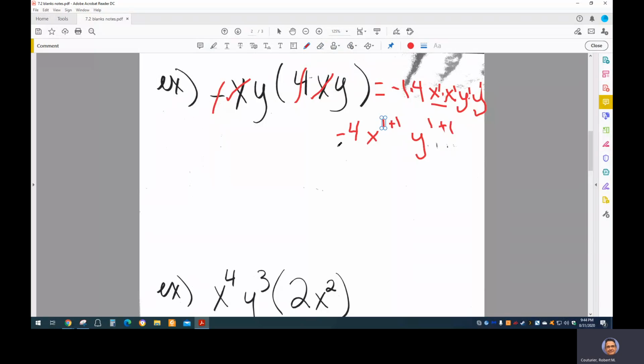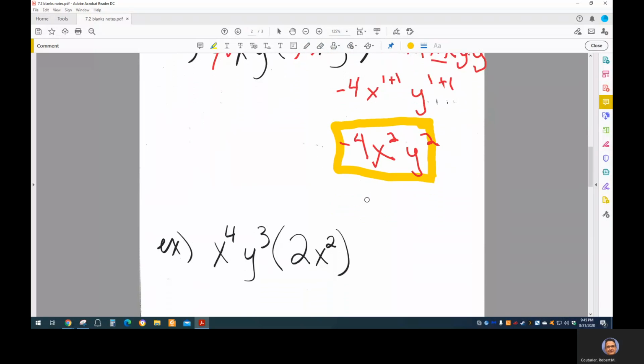So now if we look, we have negative 4 times x to the 1 plus 1, y to the 1 plus 1. Let's do our final simplification. Well, 1 plus 1 is 2. And 1 plus 1 is 2. This would be our final answer. Not too bad. We multiply the coefficients, then we multiply our variables. And the variables, base stays the same, add those exponents together.